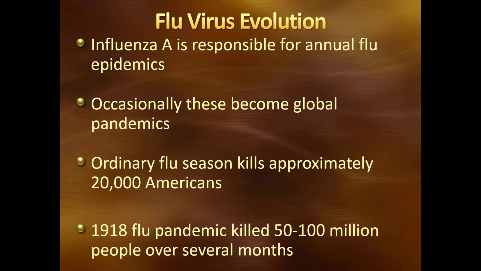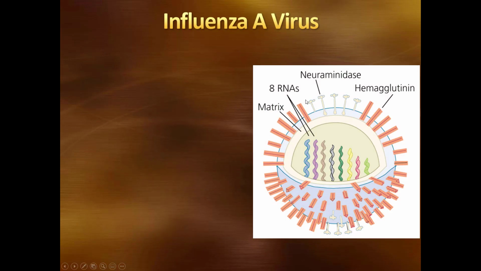If we compare that to the 1918 flu pandemic, anywhere from 50 to 100 million people over a several-month period were killed by that pandemic. This is what the influenza A virus looks like. To understand some of these different strains that we're going to look at and the evolution of it, we have to know a little bit of its biology.